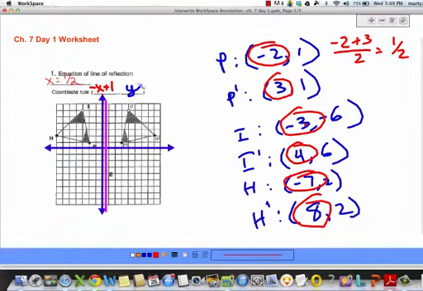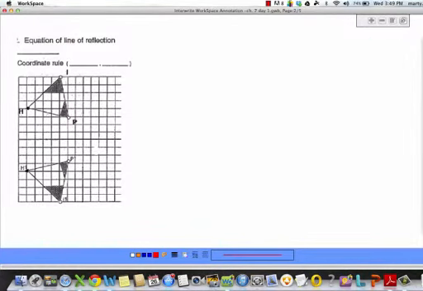We'll work further with this. This Day 1 worksheet is kind of a precursor. We'll see more of this when we get into 7.1 and 7.2.